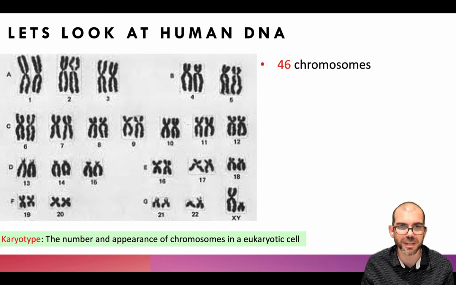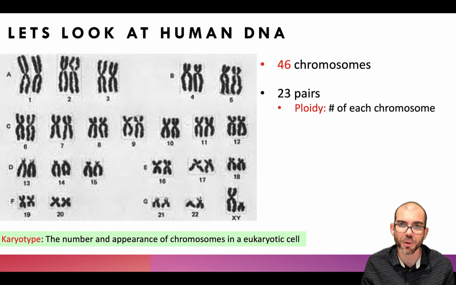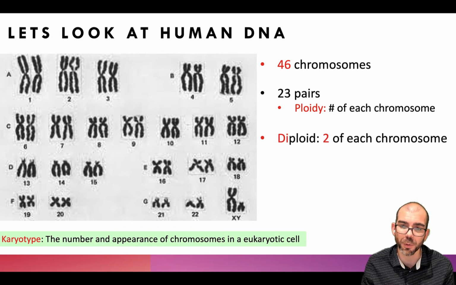Humans have 46 total chromosomes, and these chromosomes come in 23 pairs. You can see pair 1, pair 2, and pair 3. The ploidy is the number of each chromosome an organism has. So in the case of humans, we have 2 of each chromosome. So we are what's called diploid. That's just having 2 of each chromosome, and they are homologous. So chromosomes 1 are homologous to each other, chromosome 2 are homologous to each other, and so on and so forth.